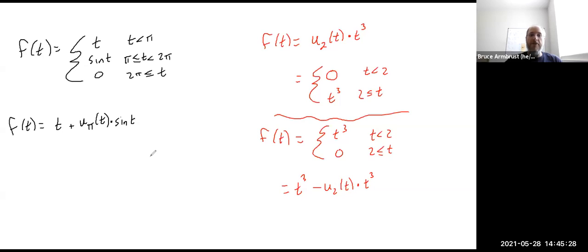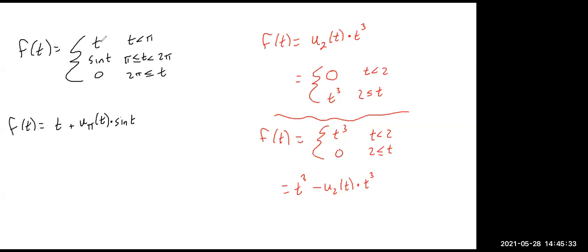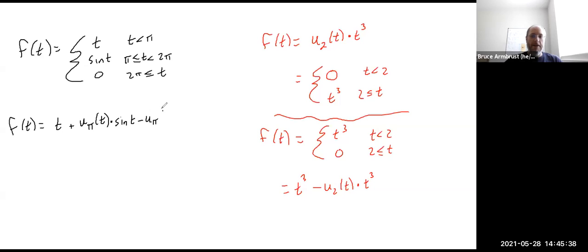But I also have to turn something off. The t. The t has to get turned off. So to turn it off, I'm going to make a minus u sub pi times t. Right? So this was sine of t on. This was t off. Okay. So then we're going to be cruising along again until we hit 2 pi.